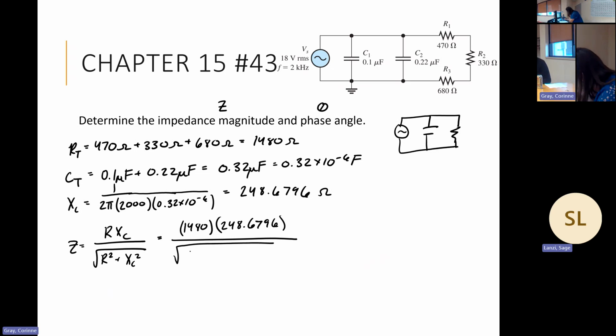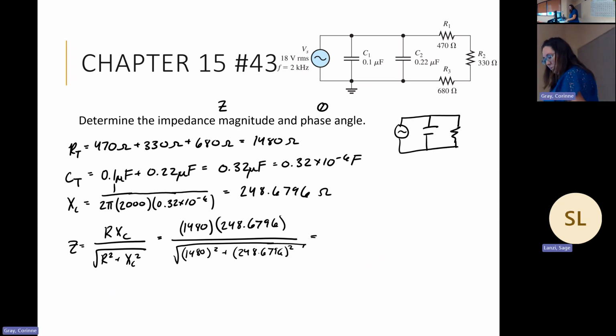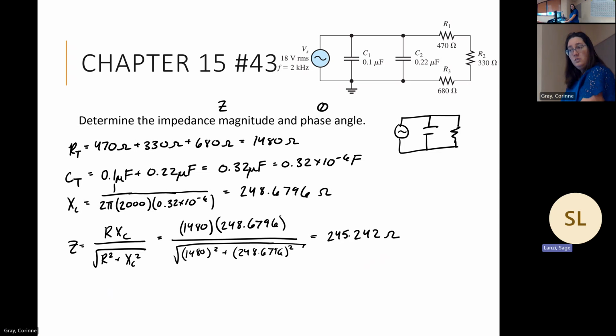Square root of those same values squared. Taking those and plugging them in, I got 245.242. That's going to pop out in ohms.